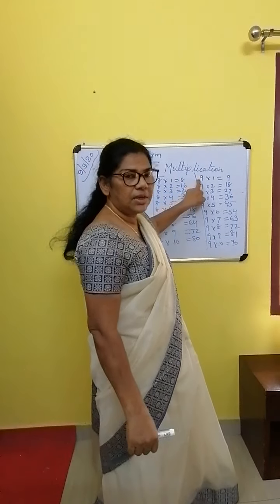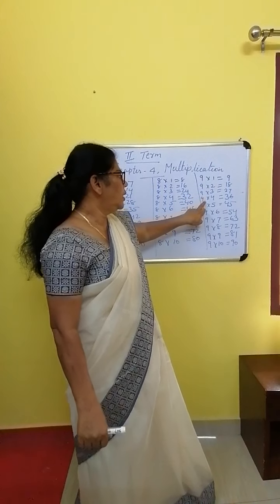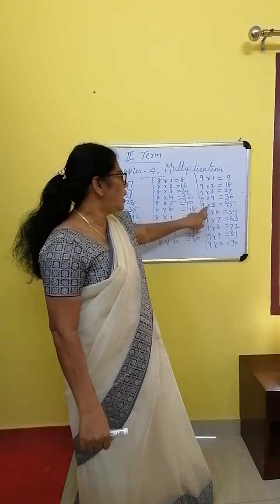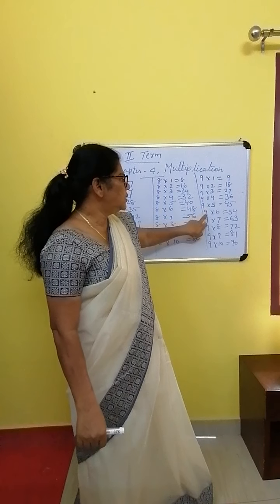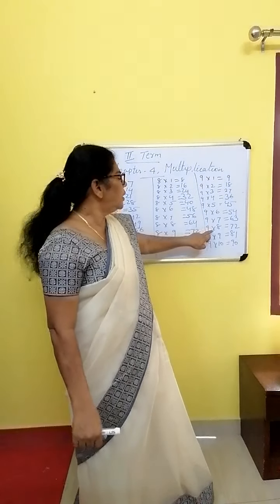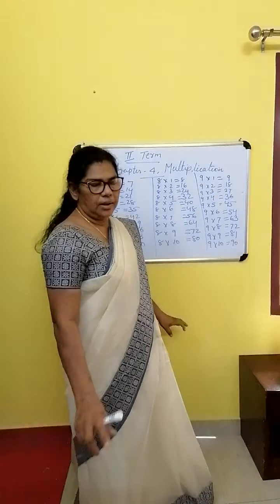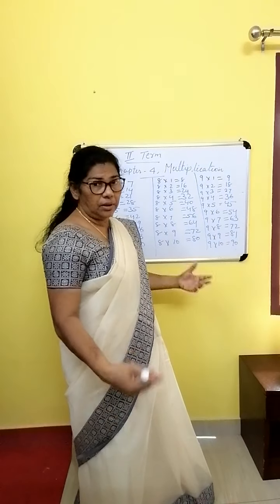Read. 9 ones are 9. 9 twos are 18. 9 threes are 27. 9 fours are 36. 9 fives are 45. 9 six are 54. 9 sevens are 63. 9 eights are 72. 9 nines are 81. 9 tens are 90. By heart it very properly.